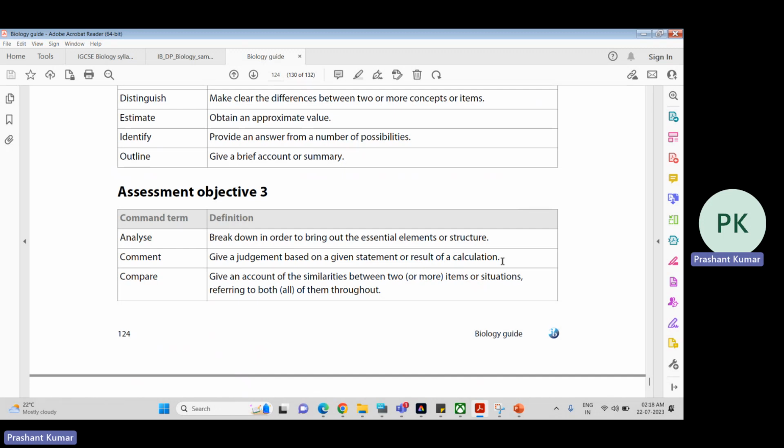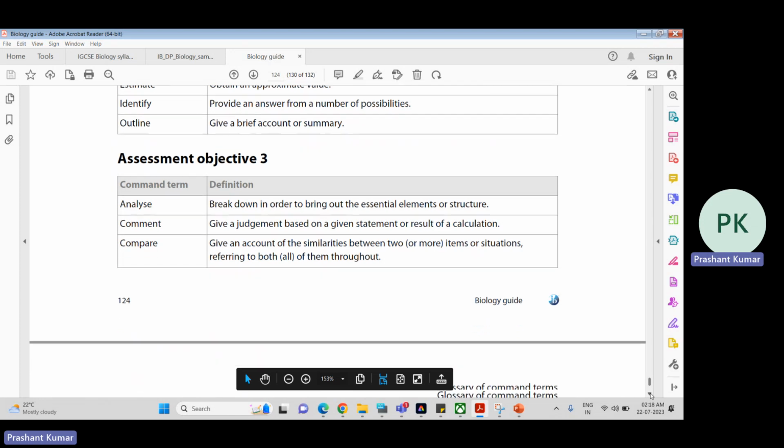When we say comment, give a judgment based on a given statement or result of a calculation. So whatever value you get, you can give a judgment on why and how you got this value. Is this correct? Is it positively correlated? Is it negatively correlated? You can briefly discuss the calculations of the statement. When we say compare, give an account of the similarities between two items or situations, referring to both of them throughout. So maybe you can write differences, maybe you can write similarities in case of compare.